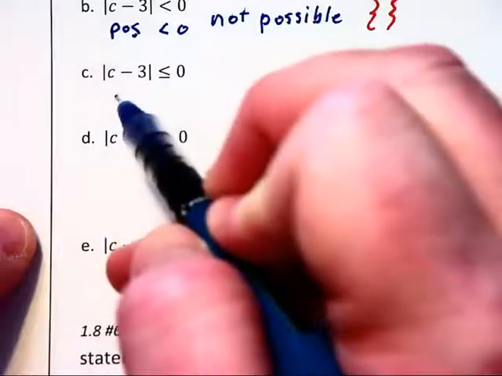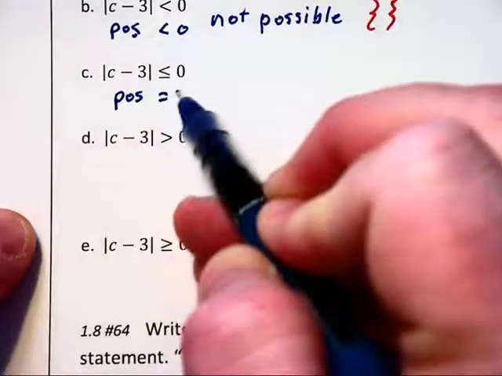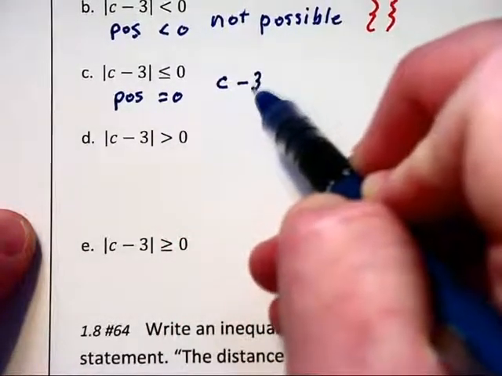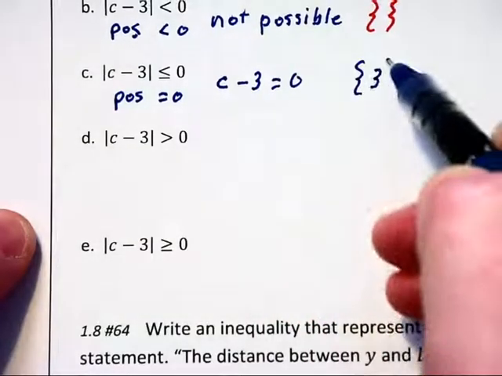In part C, absolute value means the left side is positive. It cannot be less than 0, but it can equal 0. So basically, this is the same as what we had up in part A, where c minus 3 is equal to 0, and we have a solution set of 3.